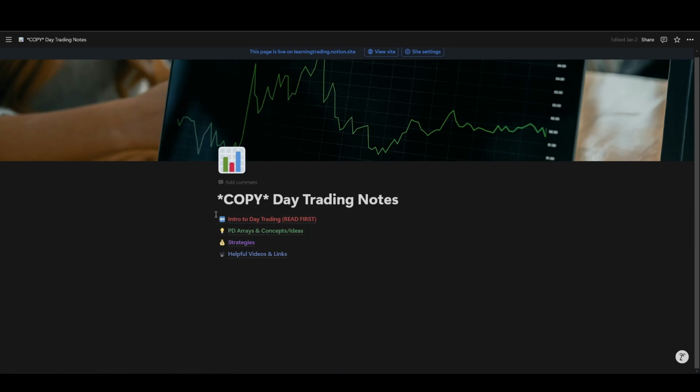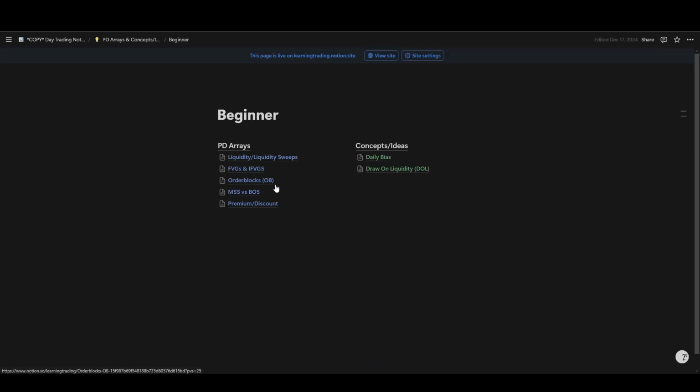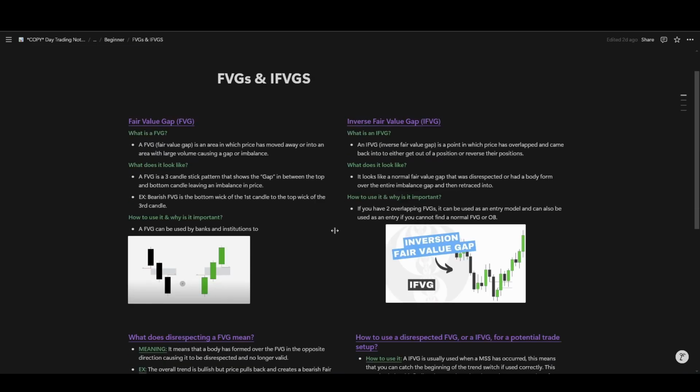So to be able to find the fair value gaps in this template, you want to click PD arrays and concepts / ideas. Then find beginner, click that, and then you go to fair value gaps and inverse fair value gaps under PD arrays, and now we're right here.